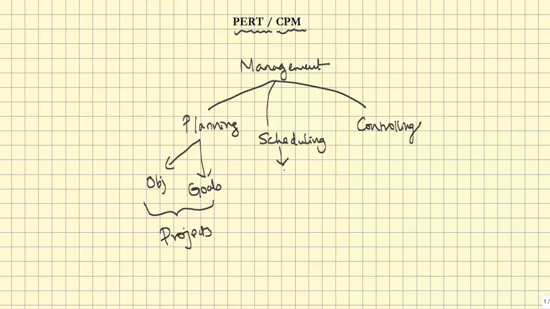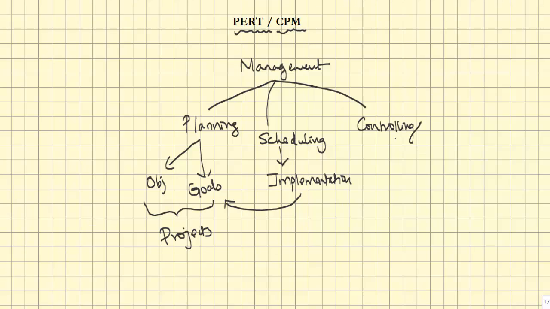Scheduling is concerned with implementing the necessary activities. So scheduling is concerned with the implementation of activities which are necessary to achieve the laid down plans. Then what is control?